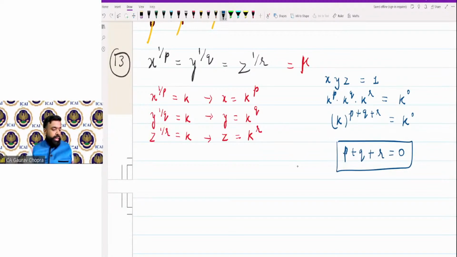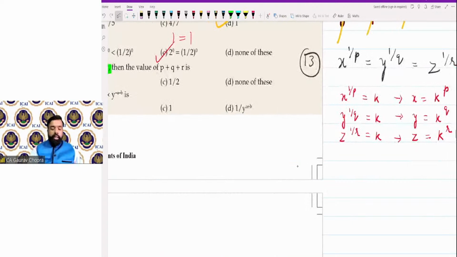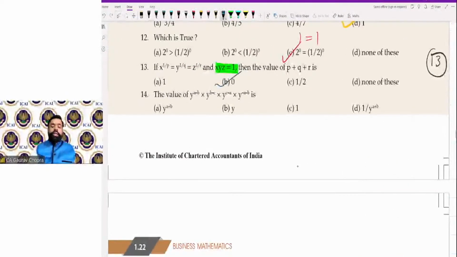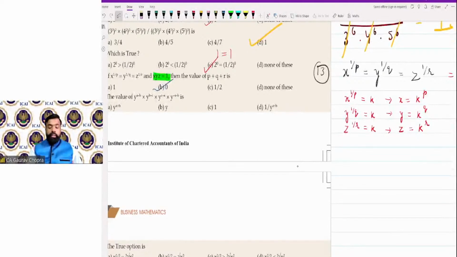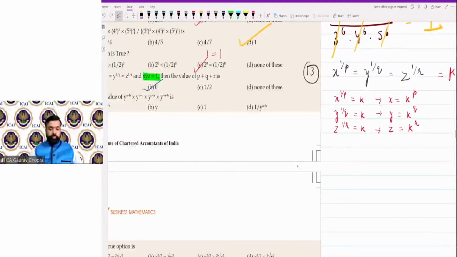So everyone has given k to the power of 0. Sahana says k to the power of 0. Komalpreet, Apurva, Manisha, Kunal Chopra, Saloni, Saurabh, Jayashree, Khushi, Manisha, Ishan, Jia, great. So everyone is correct now. So p plus q plus r, the value is equal to 0. Option number B is correct. So always in this manner, you can solve your answer. All right.